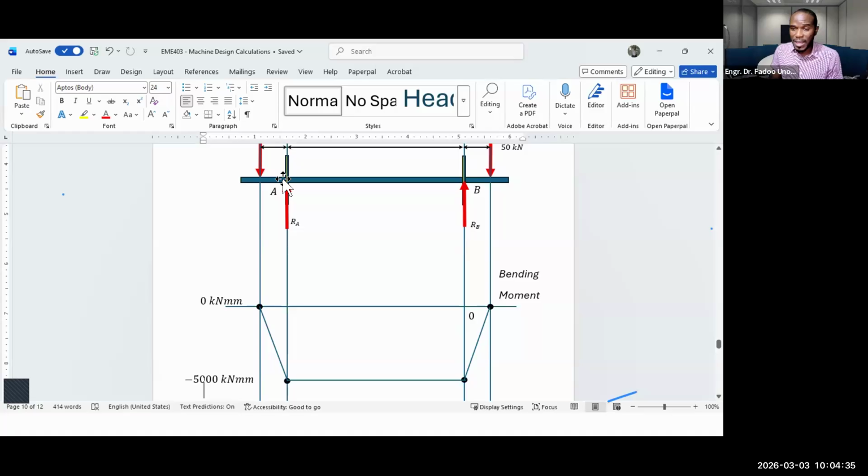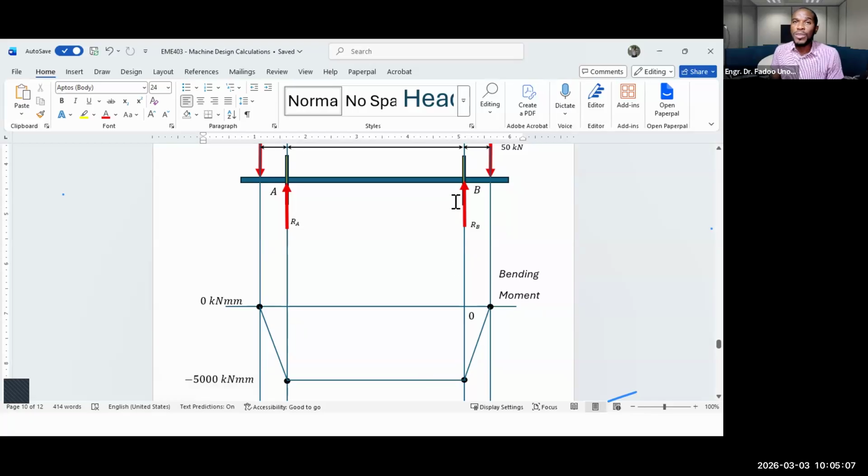But at point A, the value of the moment, the bending moment in the shaft, will be 50 kilonewton millimeters. And that value stays the same. So from point A, as you travel along that shaft until you get to point B, every segment of that shaft between point A and point B experiences a bending moment of 50 kilonewton millimeters.